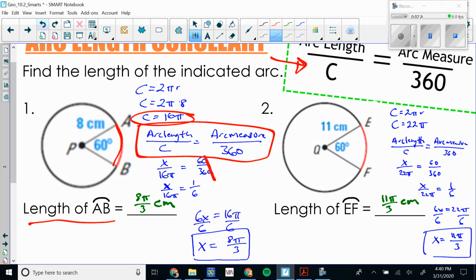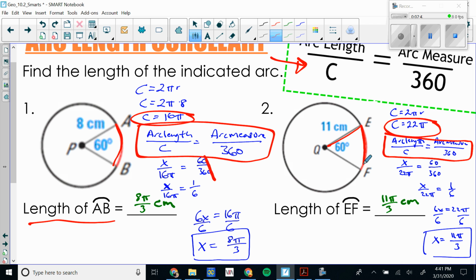Very similar for number 2. Again, I find the circumference by using the radius of 11 centimeters. So if I put that into the circumference formula, 2 pi r, you get 22 pi. This next part that I'm putting a box around is our arc length formula. So again, we don't know the length of EF. That's what we're looking to find right here.